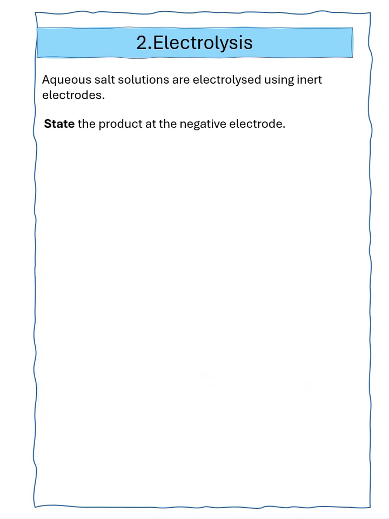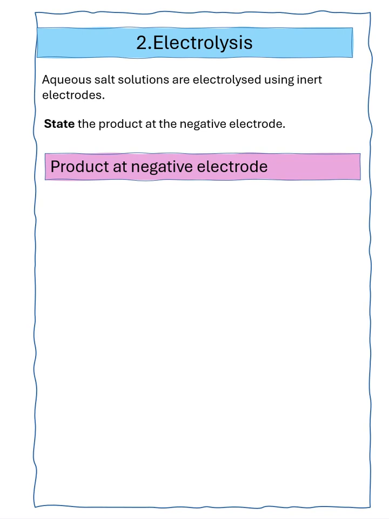Question 2 says state the product at the negative electrode, and we're carrying out electrolysis of aqueous salt solutions. So remember, the negative electrode, it's the positive ion that's attracted to that, which is usually the metal ion. And remember, if the metal is more reactive than hydrogen, we get hydrogen gas produced. If the metal is less reactive than hydrogen, we get the metal formed at the electrode.